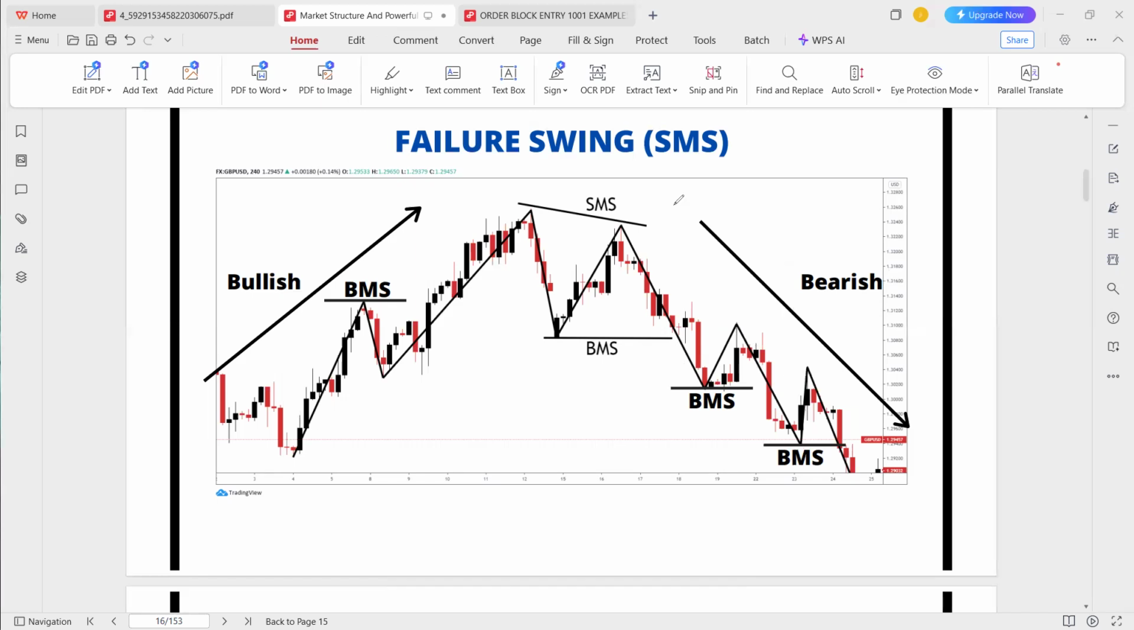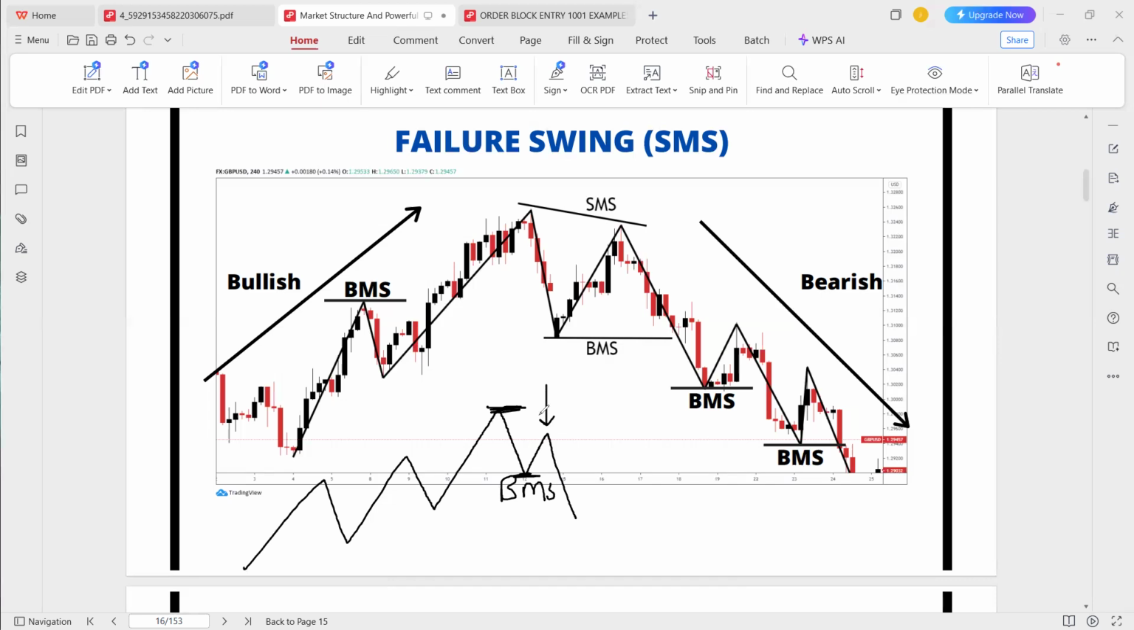So this is a clear view of the failure swing. What it simply means is if your price was coming up, it fails to break the last high. Then instead of breaking this high, they break this structure instead. So as soon as we get that break, that BOS or BMS, what you need to do is wait for a pullback or a retracement in order to get a high probability entry.